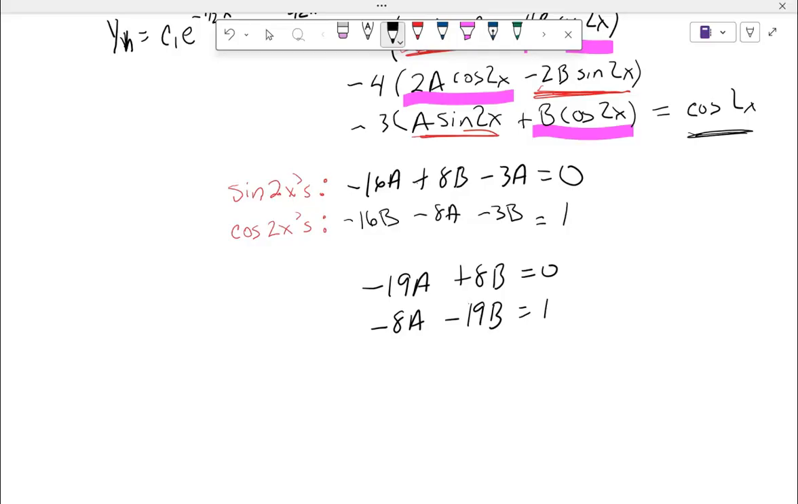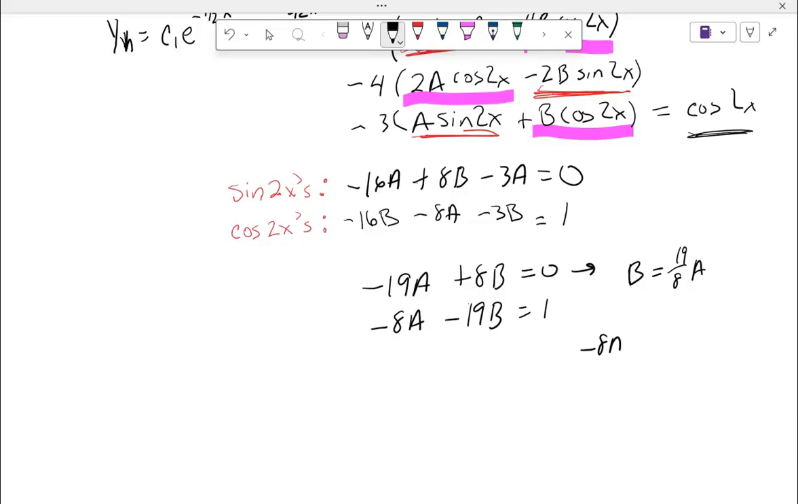Pick your favorite method for solving these things. Doesn't matter what it is. You could use elimination, but with 8 and 19, I don't feel like using elimination. Solve that for b. We would add the 19a over and divide by 8, so you get 19 over 8a. So then plug that into the second equation.